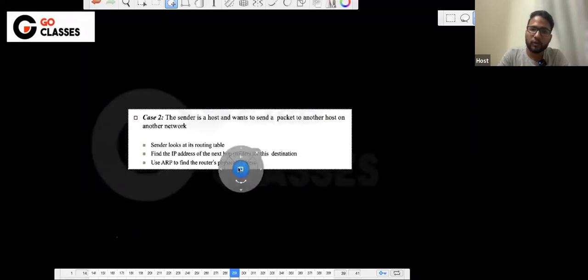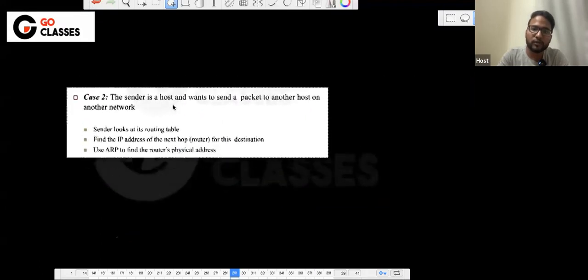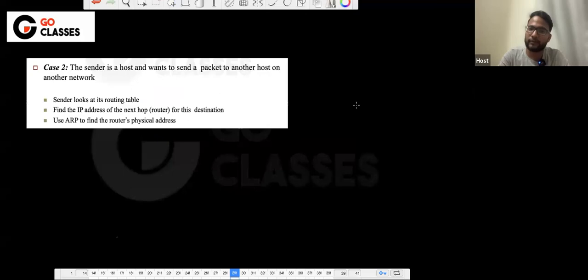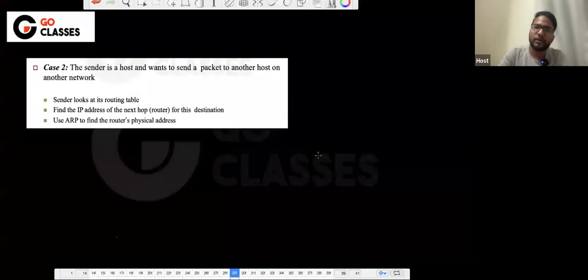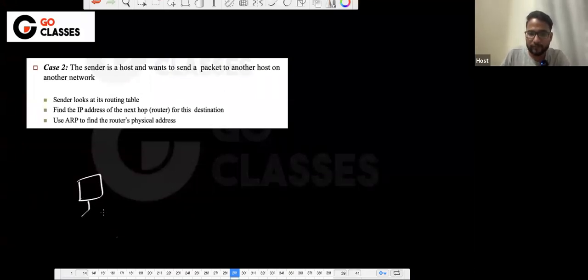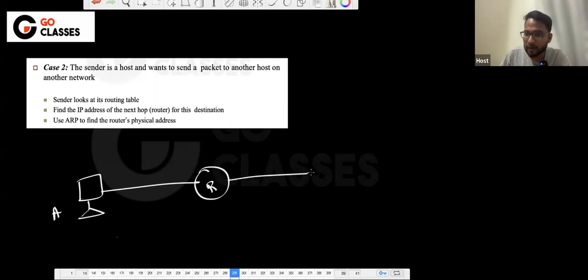So this is case two, when the sender is a host and wants to send a packet to a host in another network. See here, this is in the other network. Suppose this is host A, connected to some network, and this is the router of this network. There is another network in which there is a host B, and A wants to send some packet to B.